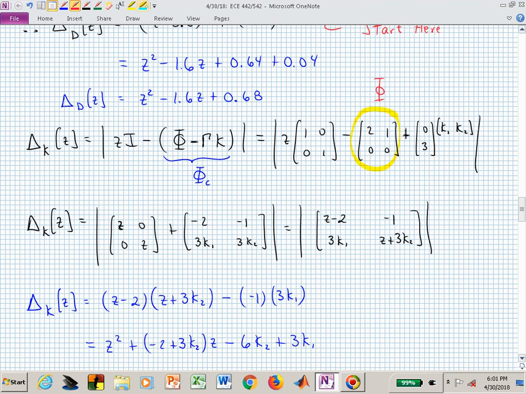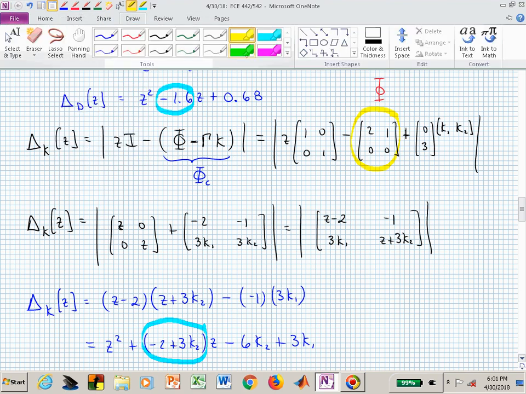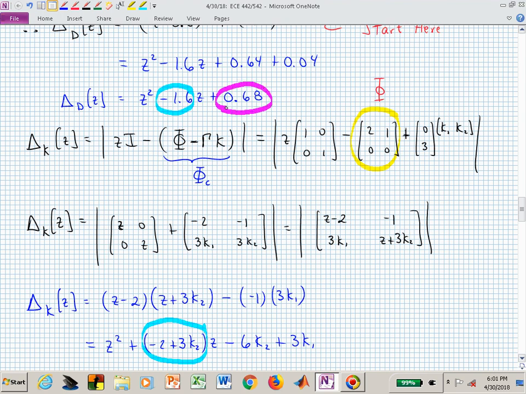But is it clear that now we want to compare this coefficient with that coefficient, and compare this coefficient with that coefficient? That's what we're doing when we say we want to make our controlled system behave like the desired polynomial that we selected based on hearts.